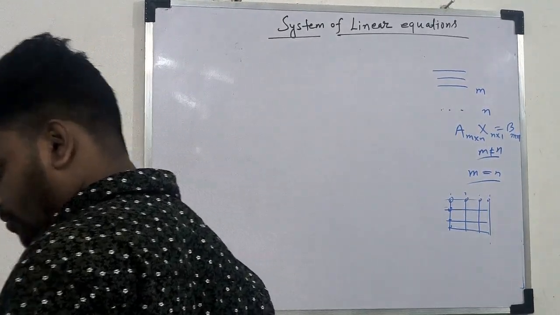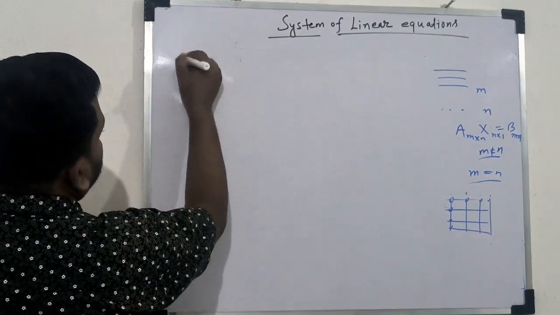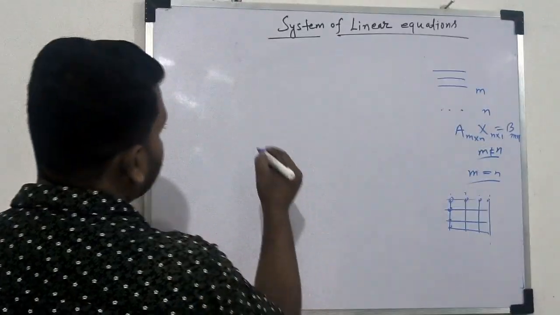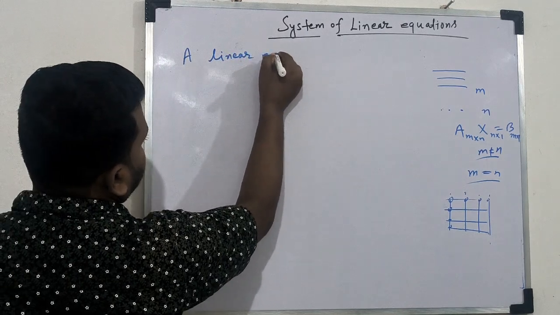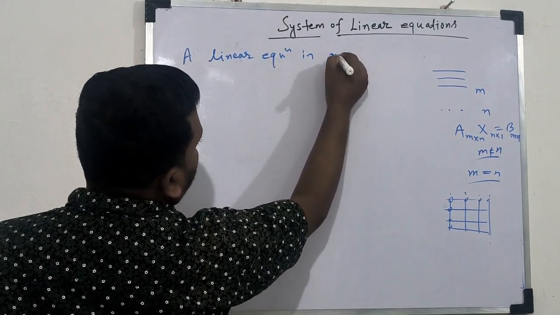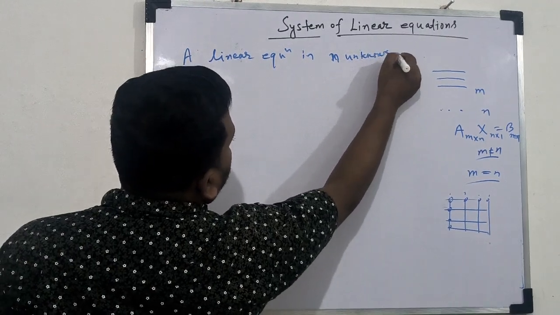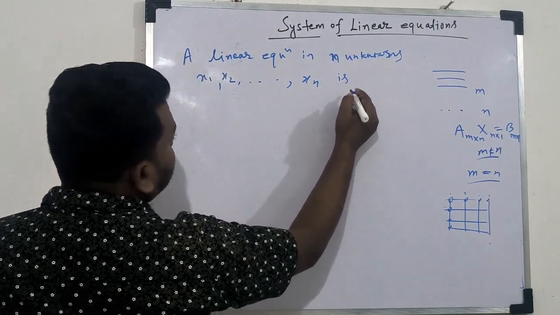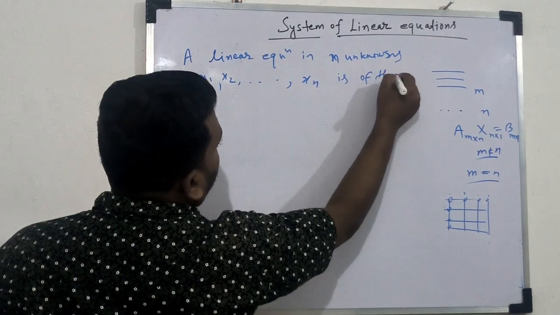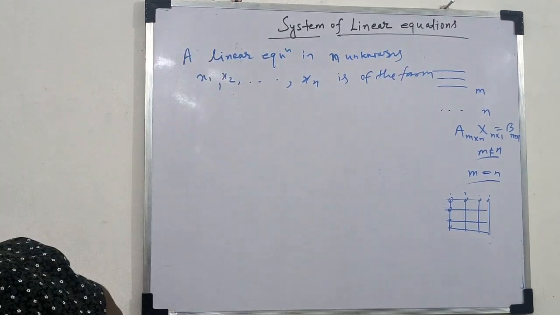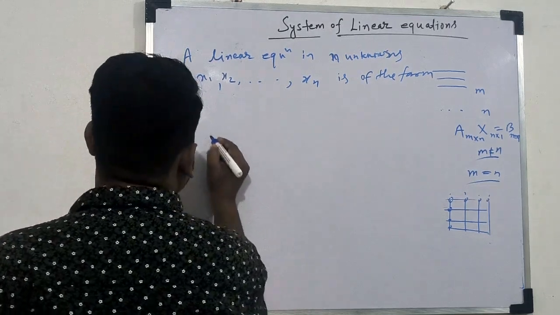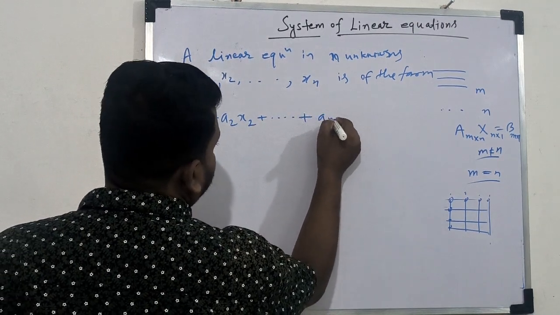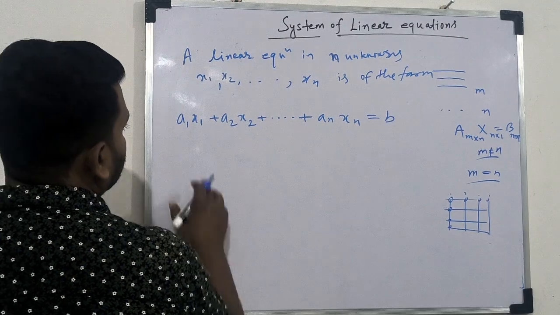A linear equation in unknowns x1, x2, dot dot, xn is of the form a1 x1 plus a2 x2 plus dot dot dot plus an xn equal to b. This is a linear equation with n unknowns.